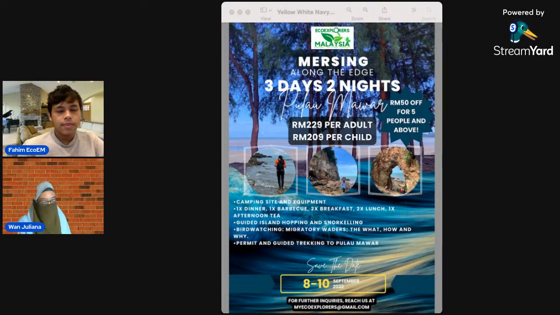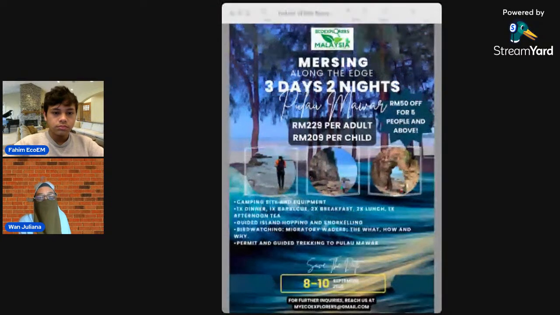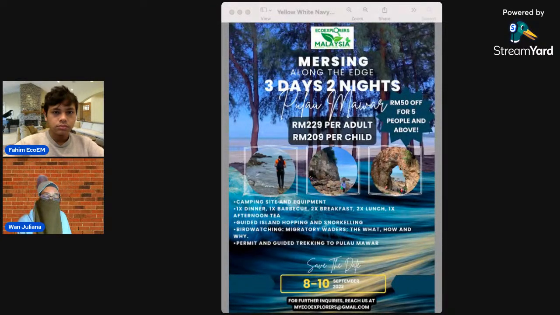We are organizing this trip in September during the school holidays. So I welcome all of you to join us. This trip this time is being co-organized with ECOMA, which is the Mangrove Ecosystem Research Centre under UKM, Universiti Kebangsaan Malaysia. We offer a 3 days and 2 nights program where you will be brought to mangrove areas as well, in the Mersing area.